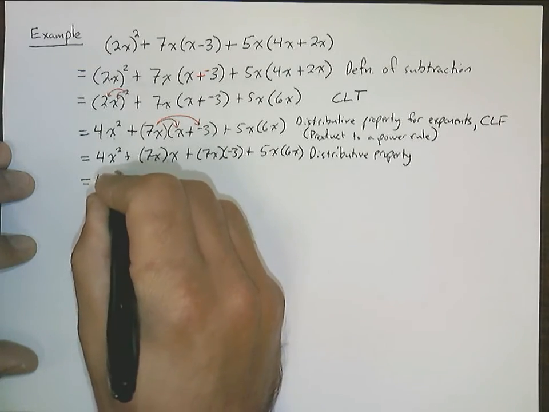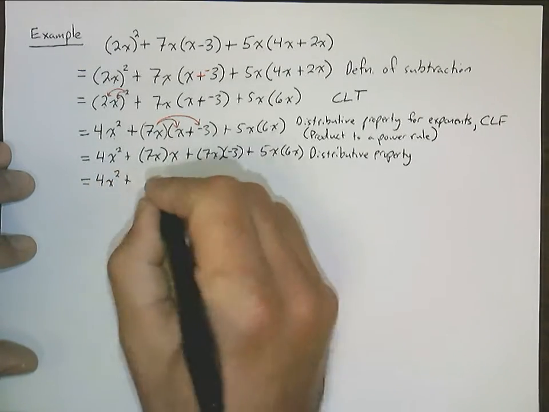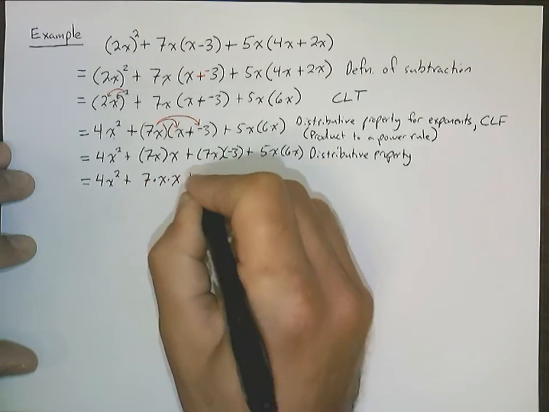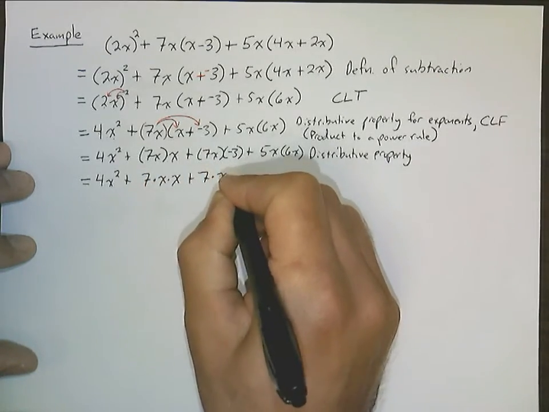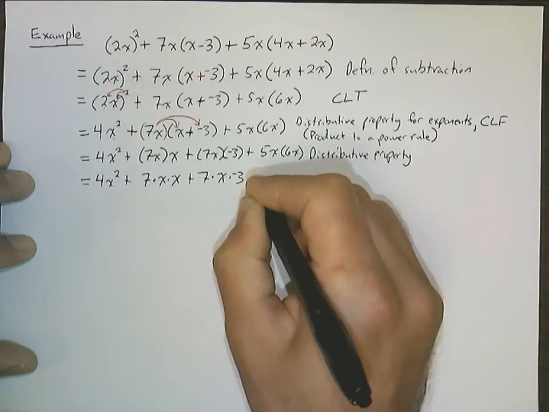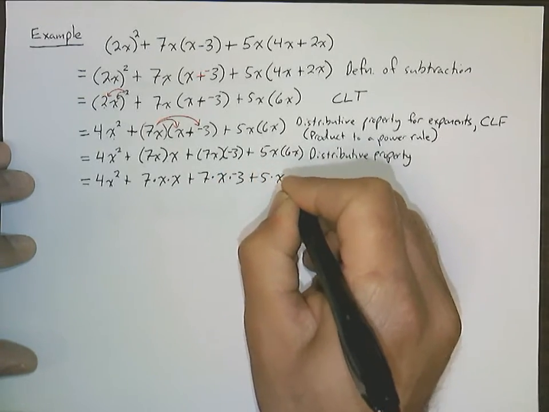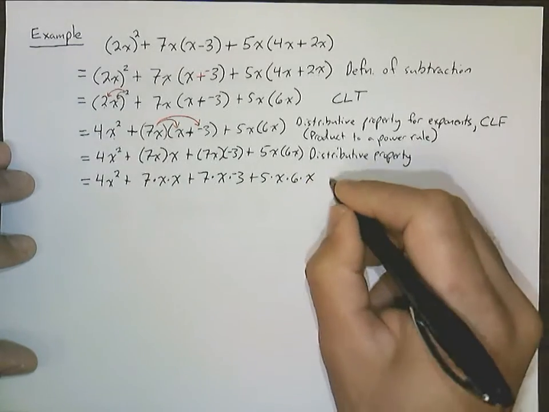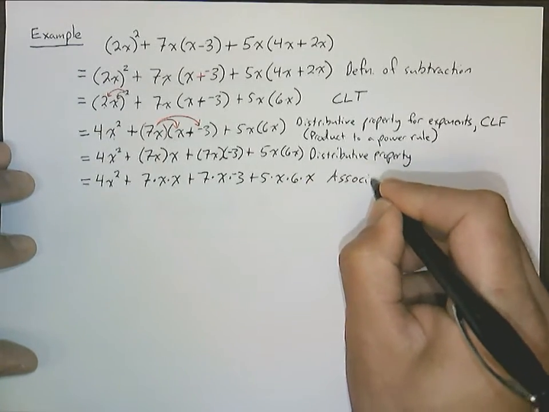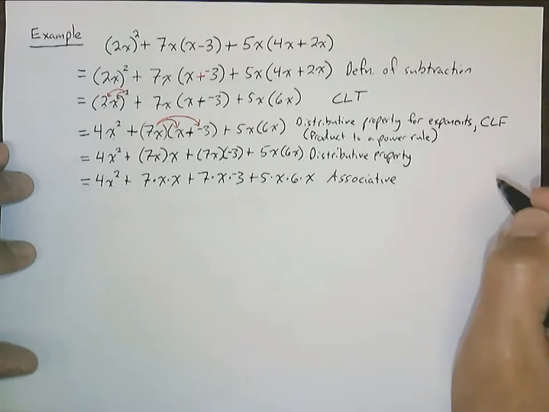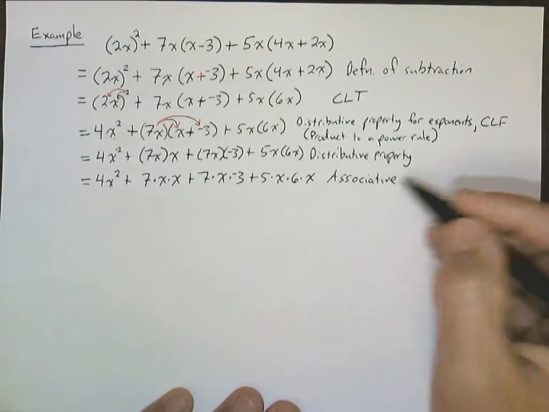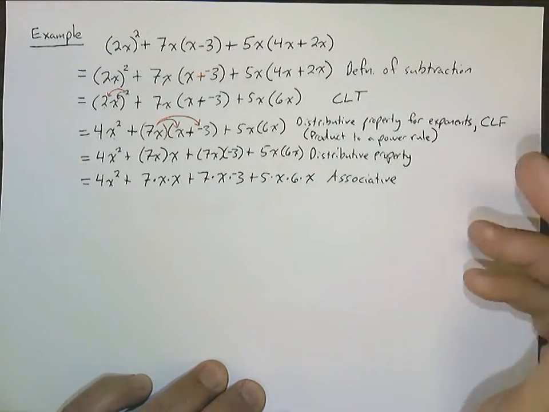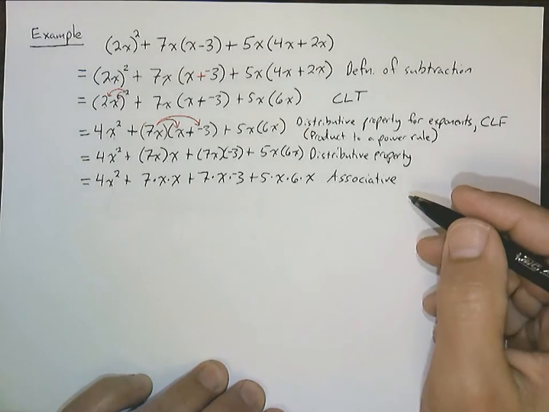So we have still 4x squared in that first term, plus 7 times x plus 7 times x times negative 3, plus 5 times x times 6 times x. We can drop those parentheses, again, because of the associative property. Specifically the associative property of multiplication, but both addition and multiplication are associative, so I'm just not even going to put it in there. You might want to yourself.